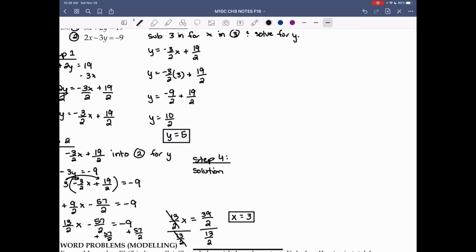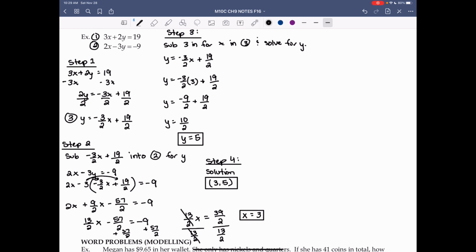The solution is the coordinate point 3, 5. And then it doesn't say that we have to verify, but we can verify our answer as an extra step here.